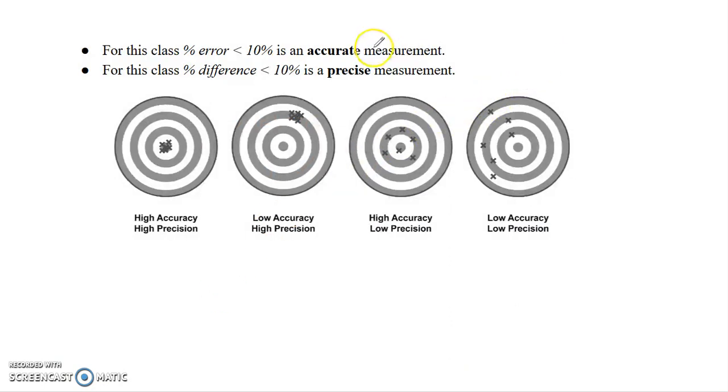So you're going to get different numbers out for percent error and percent difference. And if you got, say, 8% error, is that accurate or not? So for this class, we're just picking a threshold by which, if you get percent error or percent difference under that, then you're going to have an accurate or precise measurement. What I mean by that is, in this class, if you calculate the percent error, the accuracy of something, and it's below 10%, then you have an accurate measurement. And then the same thing for precision.